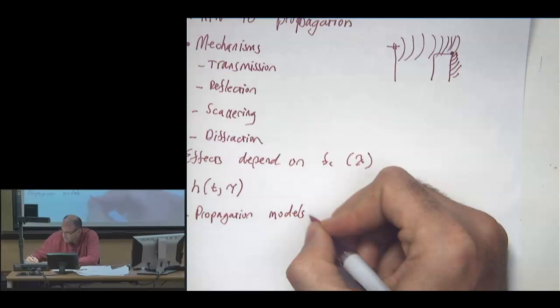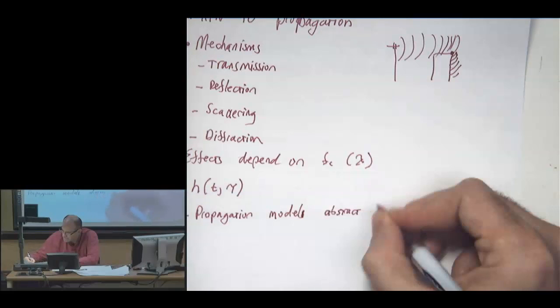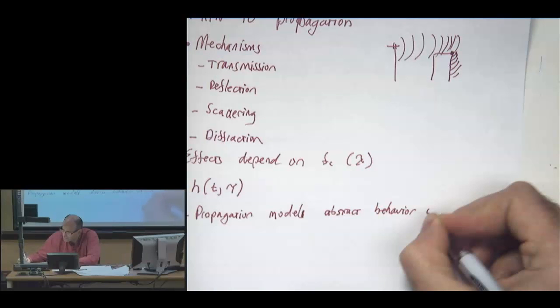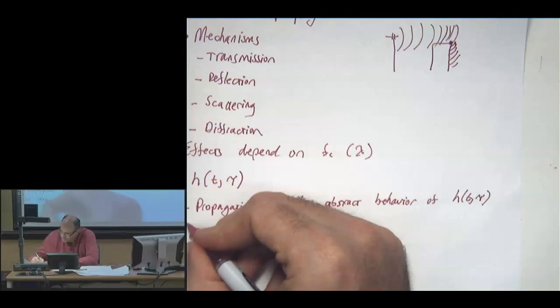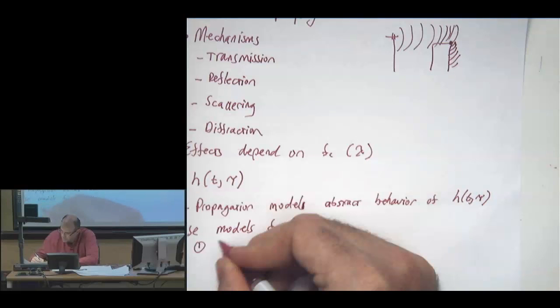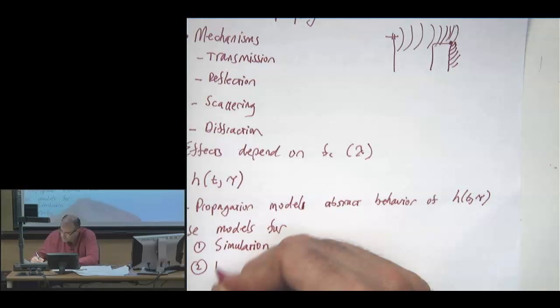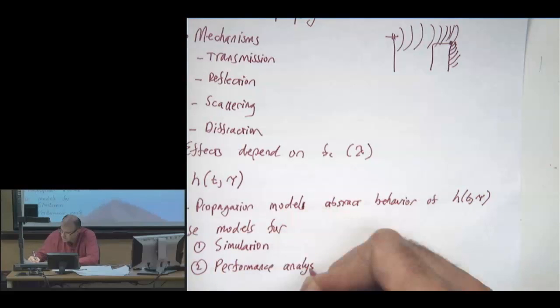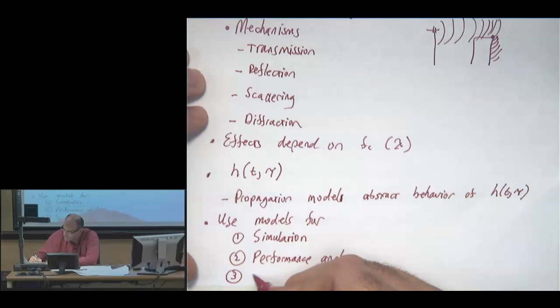The propagation model will describe a behavior for this h of t comma tau. So we'll abstract some behavior of h of t, tau here. And we're going to use the model for various purposes. We're going to use models for, one, simulation, two, performance analysis. I'm distinguishing between simulation and performance analysis based on this one being done on a computer, and this one might be done using mathematical expressions. And then we can use both of these to help in our system design.